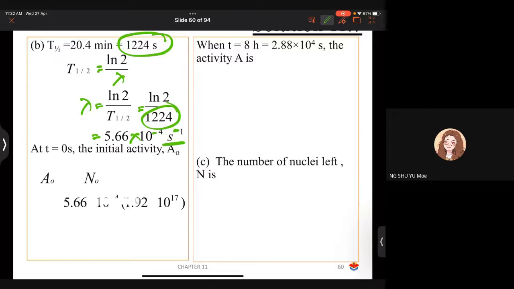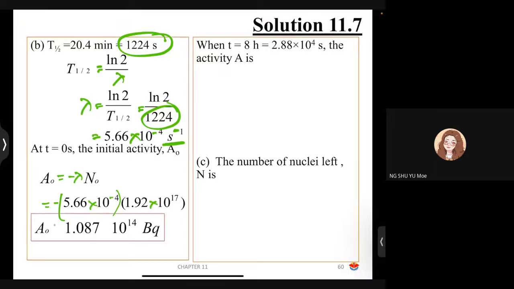Okay, activity. So formula activity A0 sama lambda N. So lambda dah ada ni. This one your lambda. So N0 tadi pun dah ada. So you akan dapatlah A0. Dan A0 ni selalunya unit dia BQ, becquerel. Dengan syarat semua second. Baru dapat becquerel.